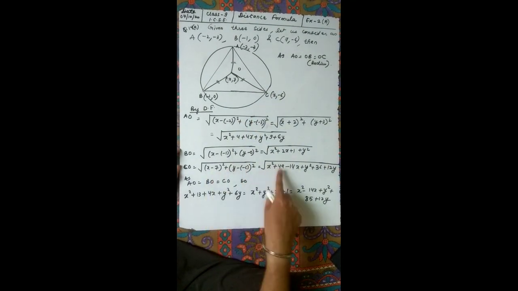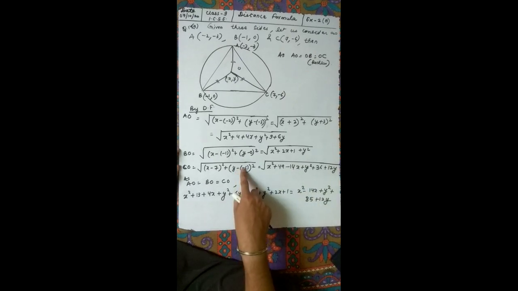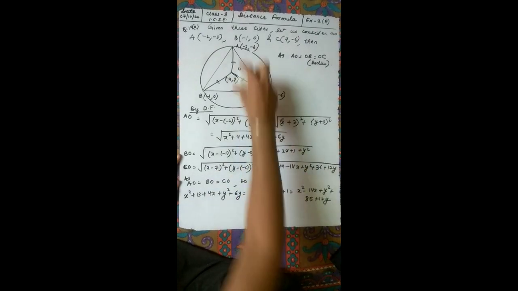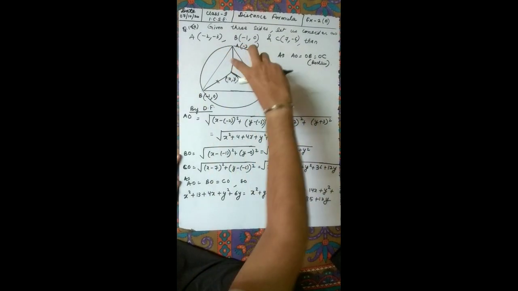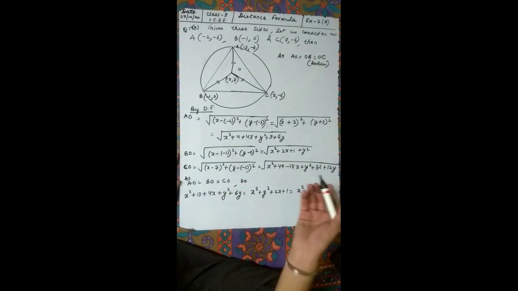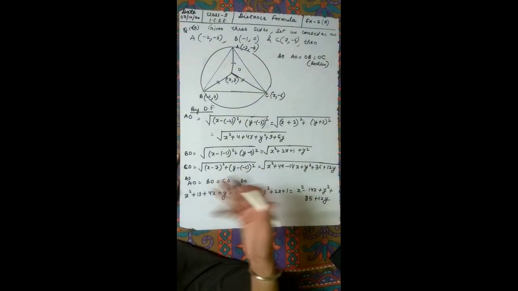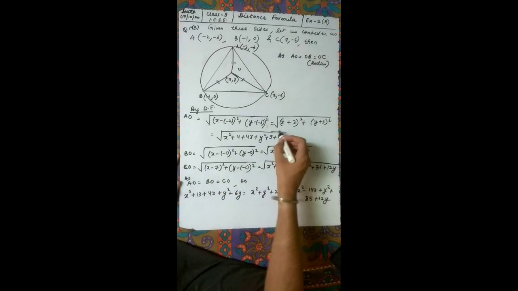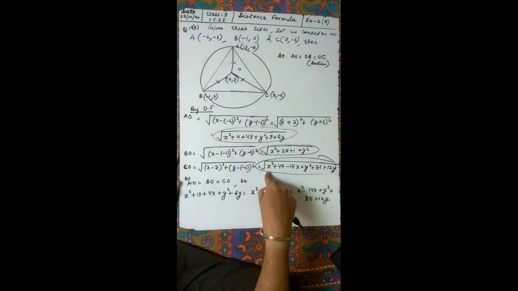So x minus 7, the identity a square plus b square minus 2ab, and here also, minus minus plus, so a square plus b square plus 2ab. As AO is equal to BO is equal to CO, because being a radius, all the radii are the same. Okay, so I'm equating this one and this one, all the three equal, and I'm removing the root.